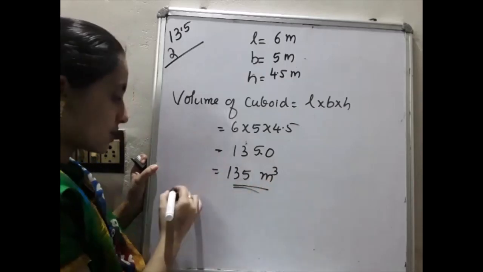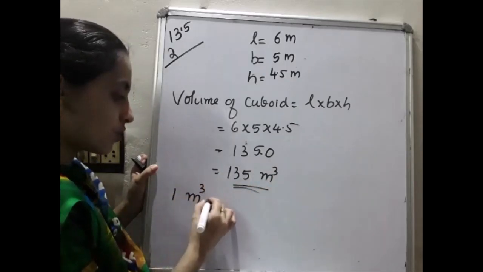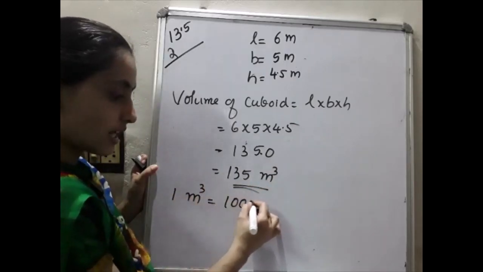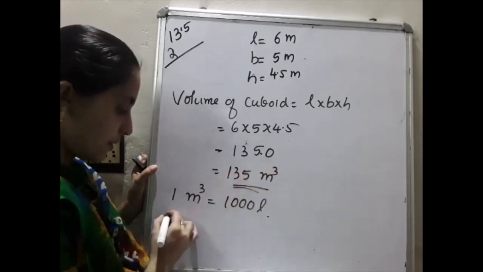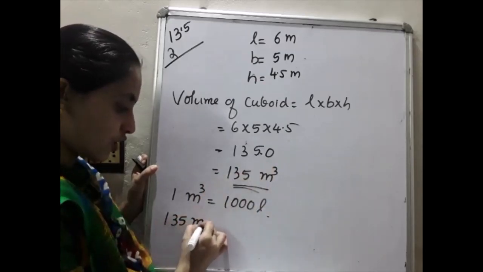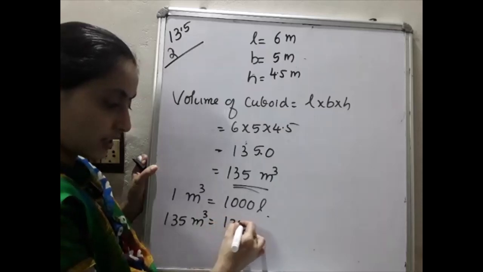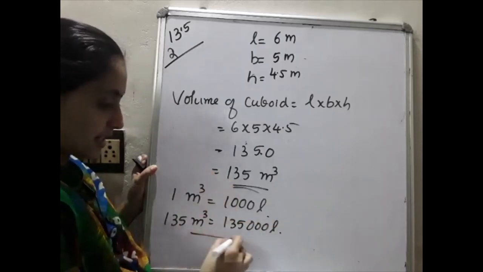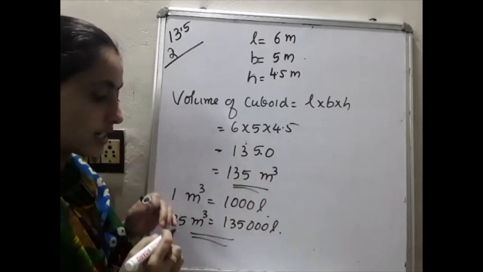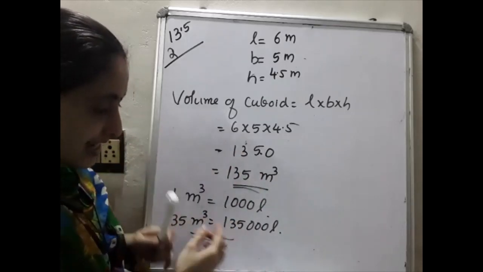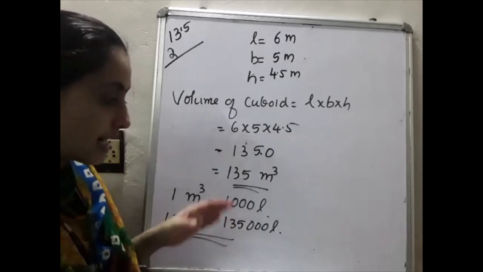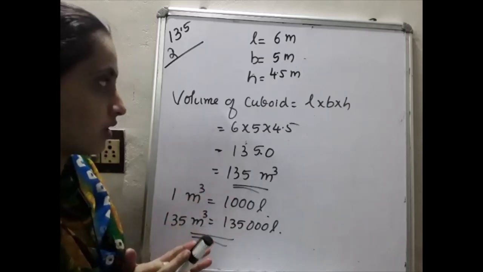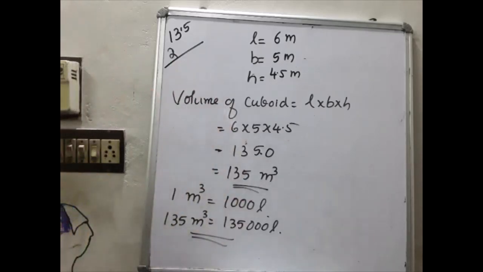In our question it is given that 1 meter cube is equal to 1000 liters. So 135 meter cube will be equal to 135 into 1000 liters. So volume is equal to 1,35,000 liters, which is our answer. Okay, so please write down this.